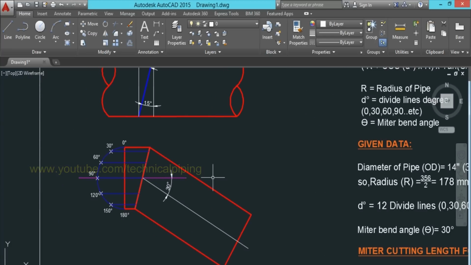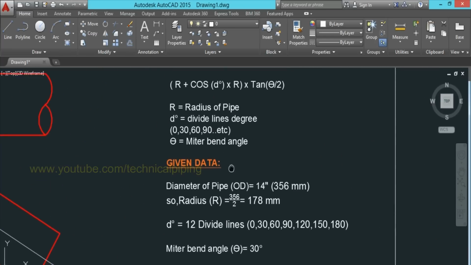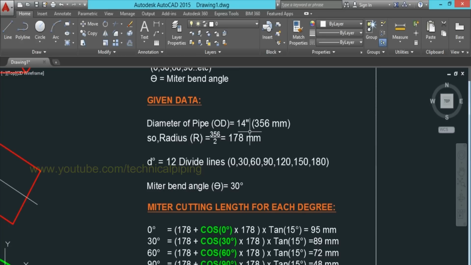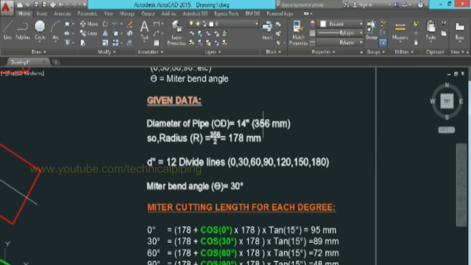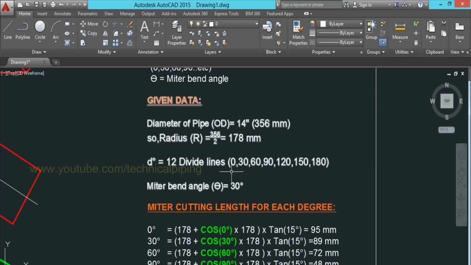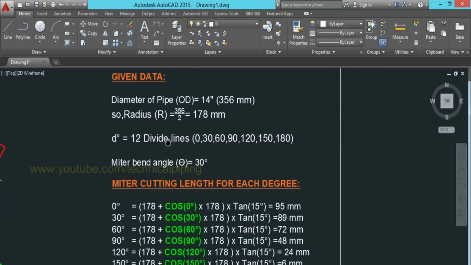Okay, now I will explain a sample calculation to find the cutting length of miter. Given the diameter of the pipe is 14 inch, which is 356 millimeters. So, the radius of the pipe equals 178 millimeters, and we divide it into 12 parts in degrees. And lastly, the required miter bend is a 30 degree angle.